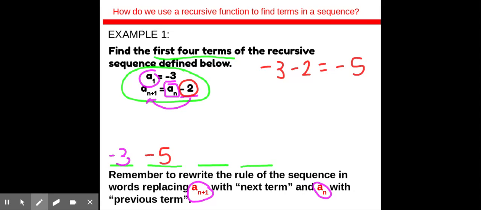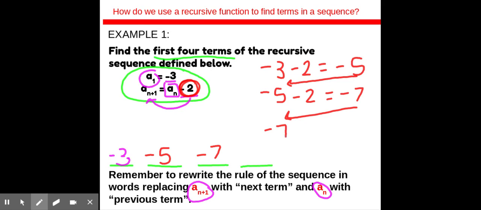We're going to repeat that pattern. So I take the next term, -5, and apply the rule where I subtract 2 again, and I get -7. So that's the next term of the sequence. And I'm going to apply that rule again. I'm going to take -7 minus 2, and I'm going to get -9. That's the last term of our sequence because they wanted the first four terms of the recursive sequence.